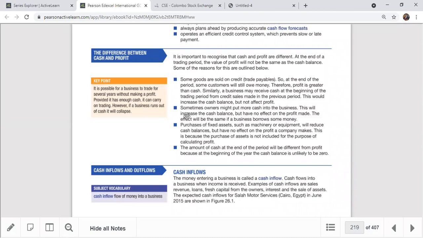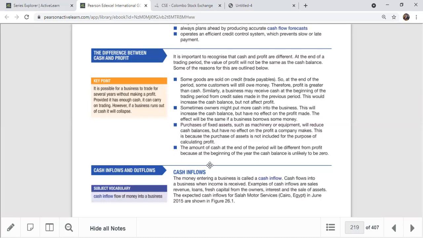Because of that, there is no impact on profit from additional capital. And the third one is there is no impact on profit from the purchase of fixed assets. Purchase of fixed assets is just a cash outflow. Cash flow going out, cash account credit, asset account debit. So it will reduce the cash balance, but there is no impact on the profit or loss.